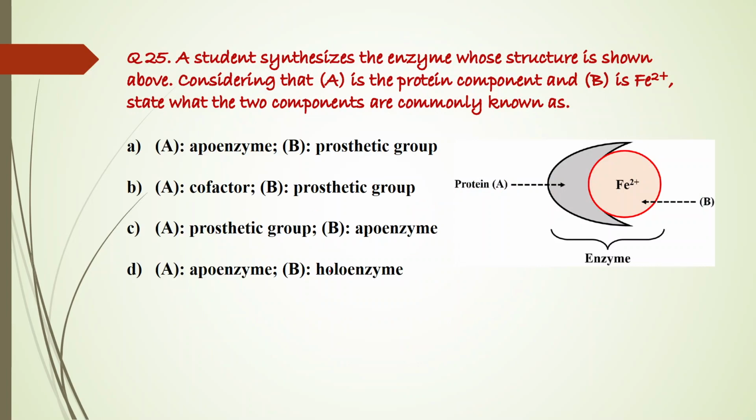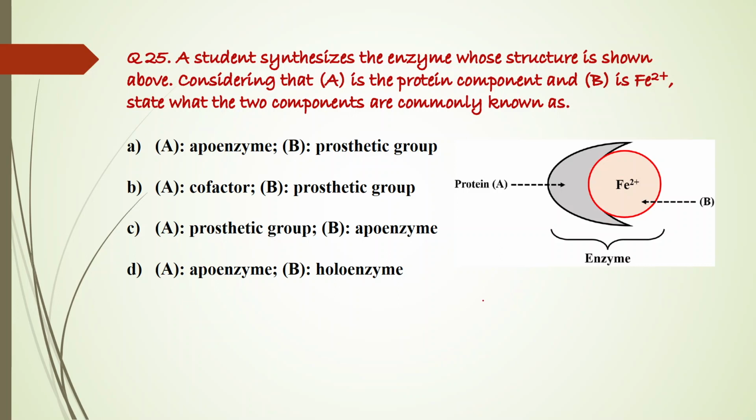Moving to next one. It states a student synthesizes the enzyme whose structure is shown above. Considering that A is the protein component, so this half spherical part is our protein A, and B is this Fe2+ ion. State what the two components are commonly known as. We have learned this question long ago.